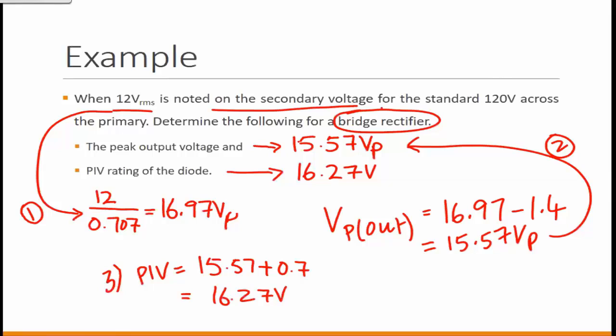So the signal shape, if it asks again what shape of the signal we are expecting, this is the full wave. Bridge means it's a full wave rectifier. And the peak voltage should be how much? 15.57, which is the peak output voltage. So that's the maximum voltage, the peak voltage that we will be looking at on this full wave bridge.